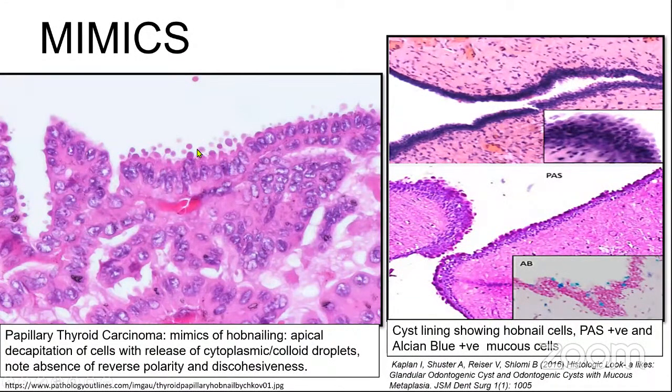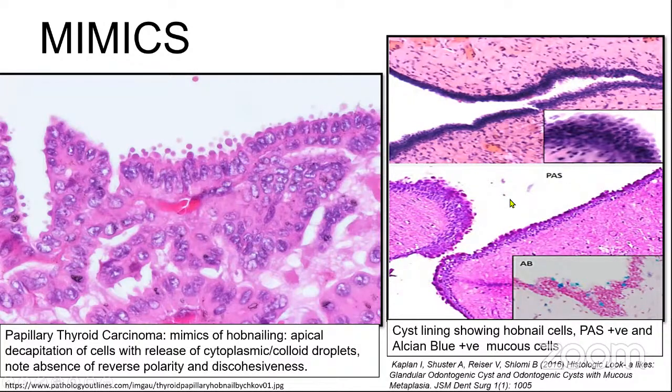This is the papillary thyroid carcinoma, which shows this apocrine or decapitation effect. And this here is a dental cyst. This cyst shows the same decapitation effect. It shows these eosinophilic surface cells with protruding, and some of these are PAS positive and Alcian blue positive. But this is an odontogenic cyst and not a GOC.